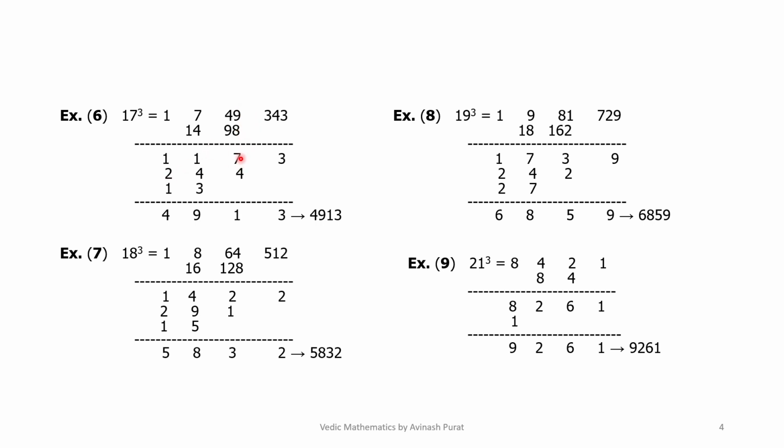So 7 is taken down, 4 is taken to the left and 1 is taken further left. 7 plus 14 is 21. So 1 is taken down, 2 is taken to the left. So the grand total: 3, 7 plus 4 is 11, 1 is taken to the left. So 1 plus 3 is 4, 4 plus 4 is 8 plus 1 is 9, and 1 plus 2 plus 1 is 4. So 4913 is 17 cube.